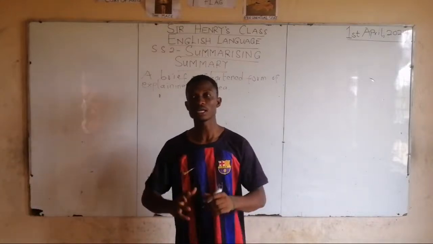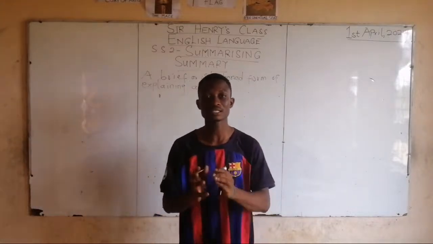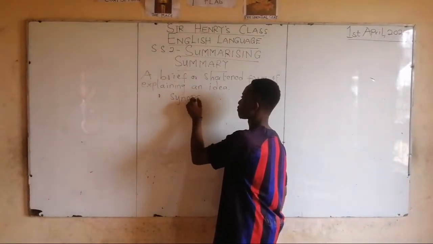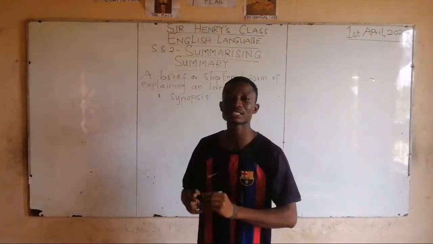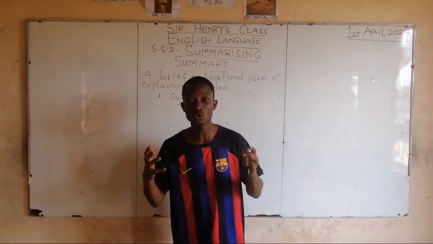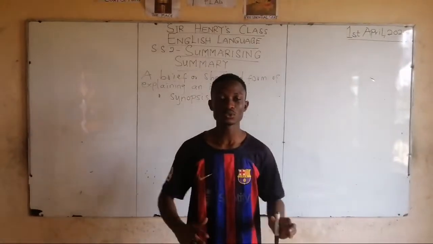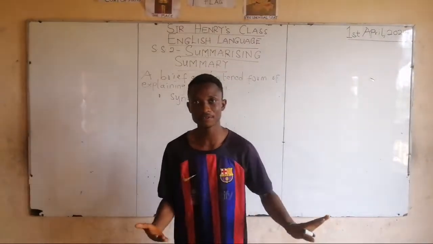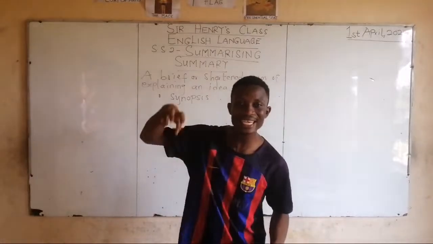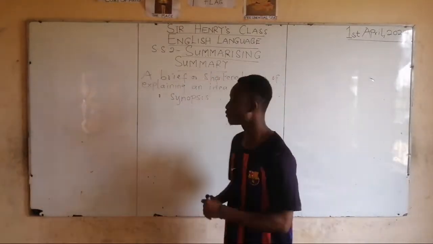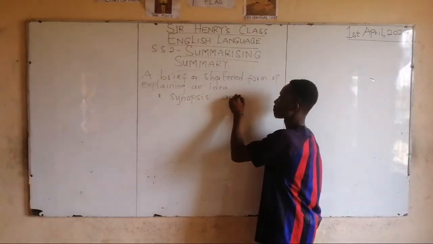Now in English language, we call something the synopsis. You make a synopsis of the context or of the passage that you've been given. Synopsis is making something brief, but it should include the main idea. The main idea. And we also have what we call analysis.